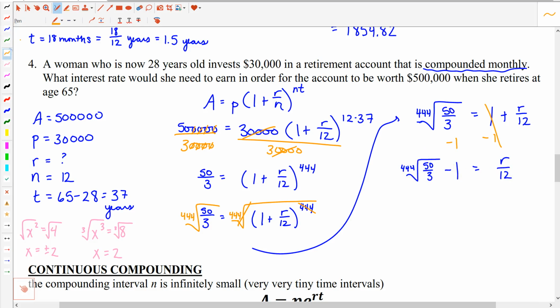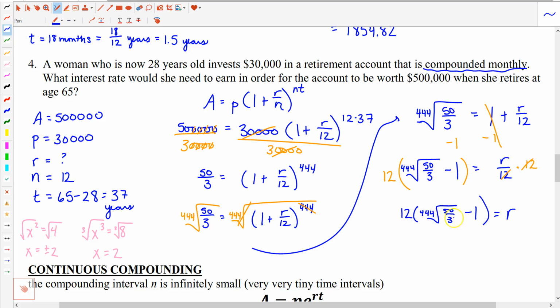And then finally, the last thing I'm going to do is undo the dividing by 12 by multiplying by 12. On this side, because I have more than one term, I'm going to have to multiply that entire side by 12. So those then will cancel, and I would get r is equal to 12 times the 444th root of 50/3 minus 1. That's what we're going to have to enter into our calculator.